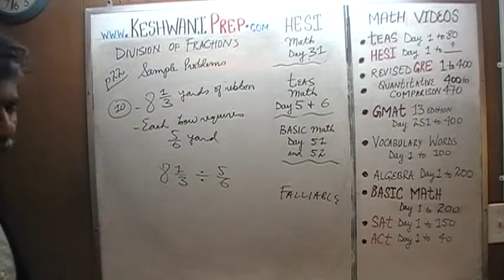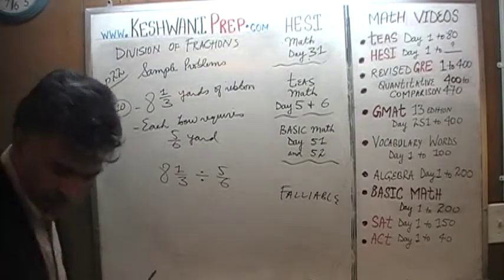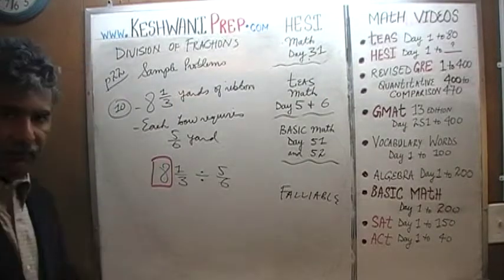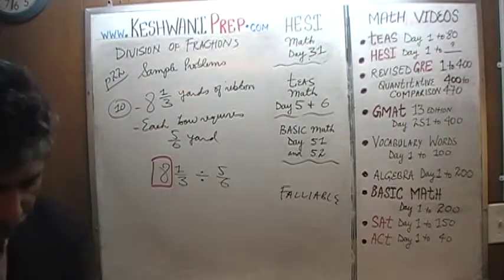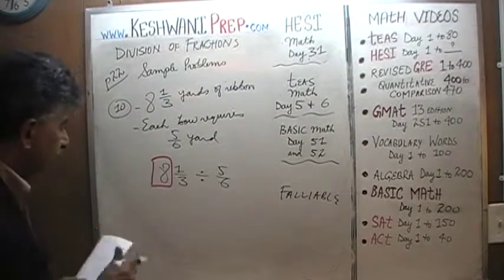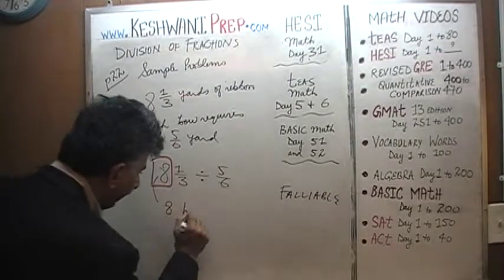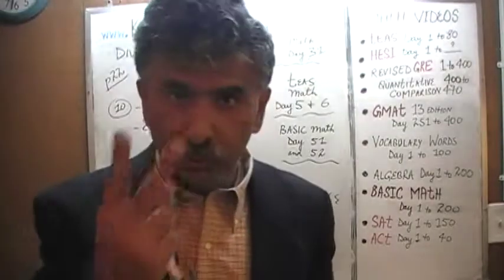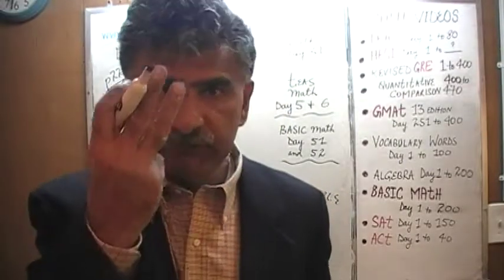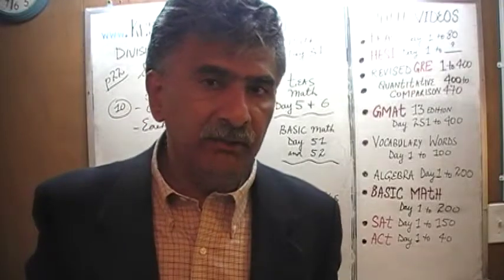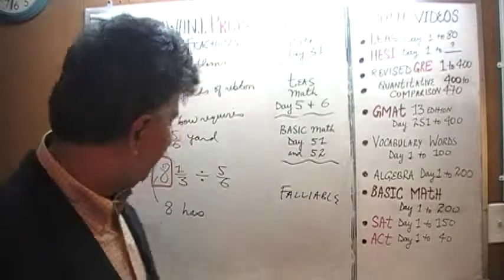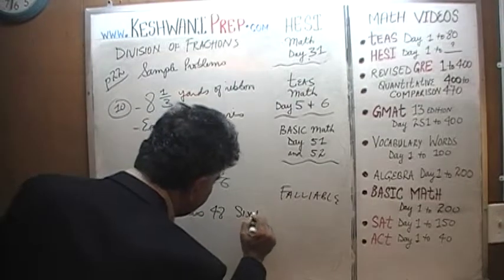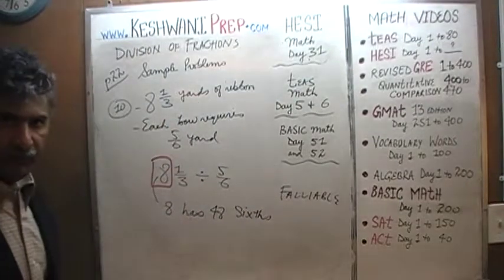How many sixths do you suppose 8 has? Can you tell? 1 has 6 sixths, 2 has 12 sixths, 3 has 18 sixths, so 8 will have 48 sixths. 8 has 48 sixths. Are you able to see that?